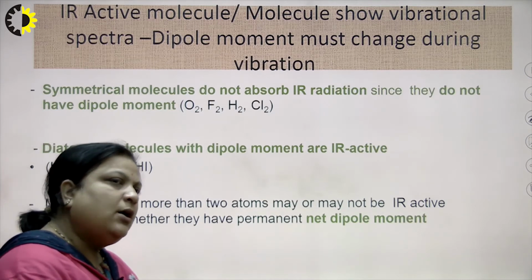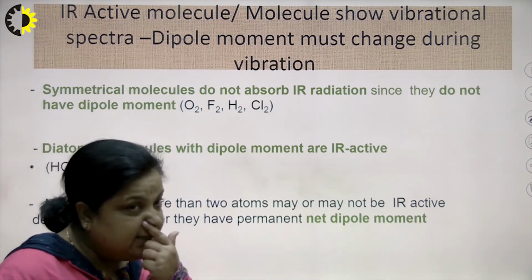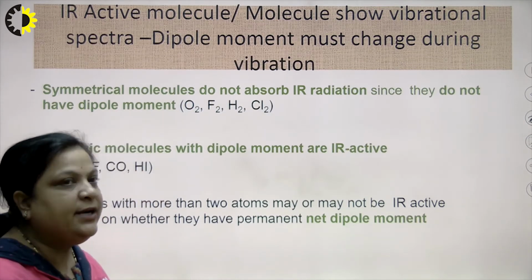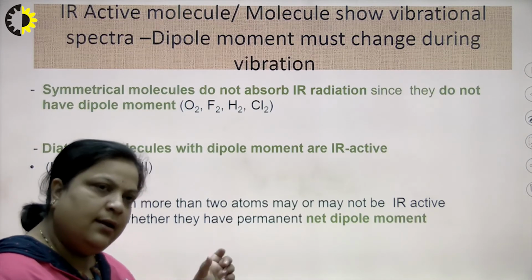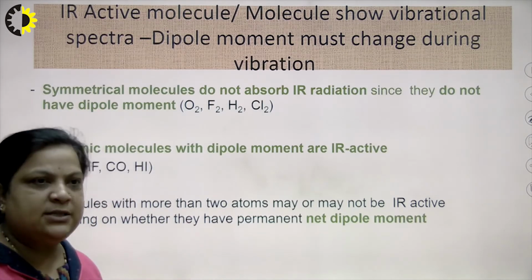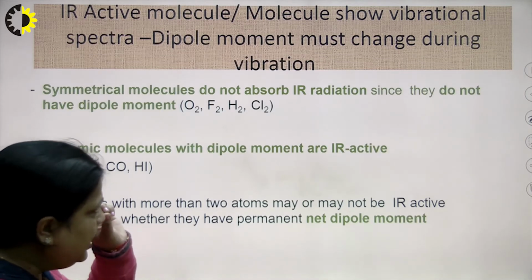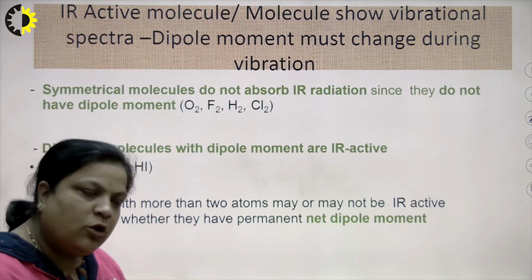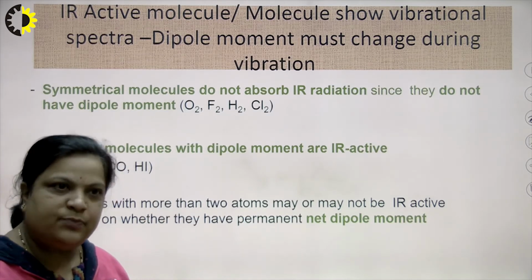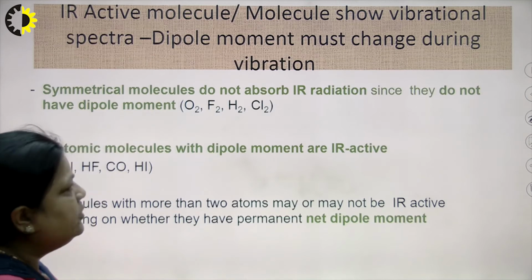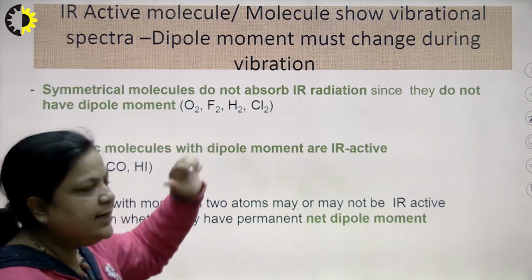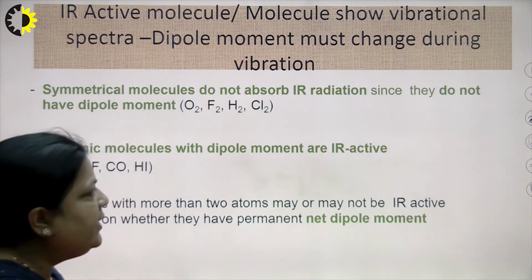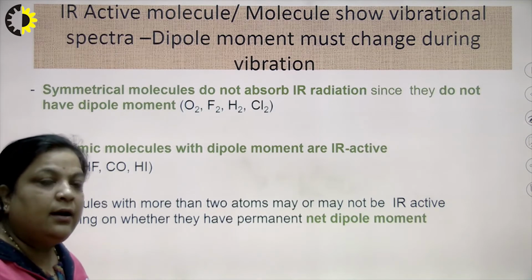The concept is that only those molecules which have permanent dipole moment, or whose dipole moment changes during vibrations, will show IR, because in IR there is a transition between vibrational energy levels. Those molecules whose dipole moment changes during vibration absorb the IR radiation and show the IR spectra. Symmetrical molecules like O2, F2, H2, Cl2 have dipole moment 0. So, they do not absorb IR radiation. They are called IR inactive.